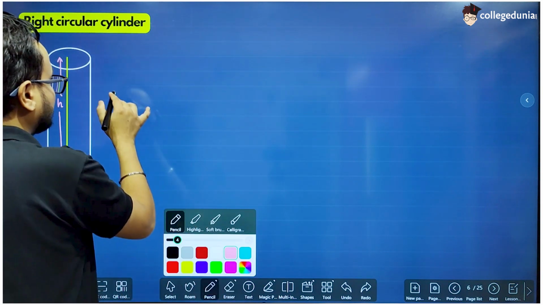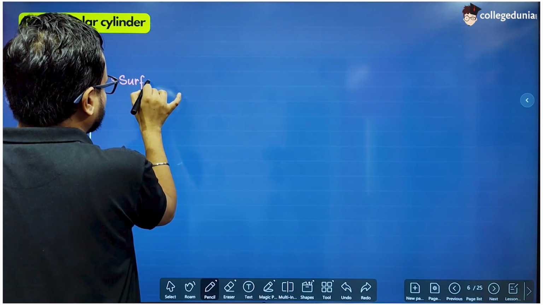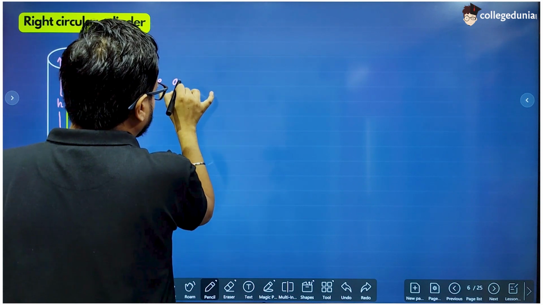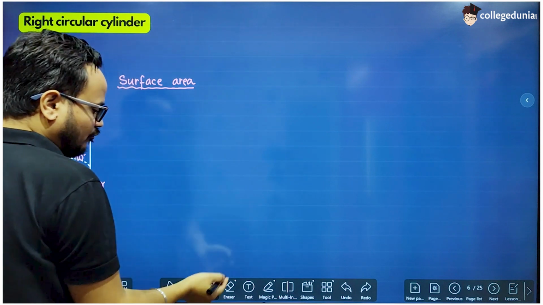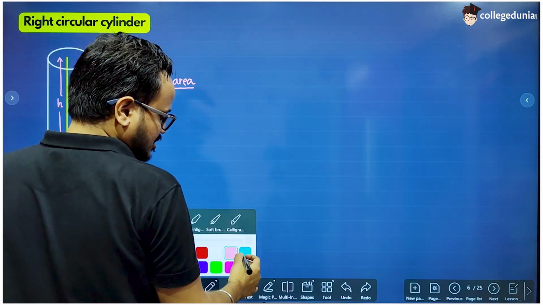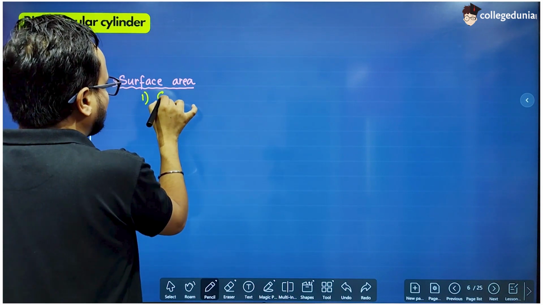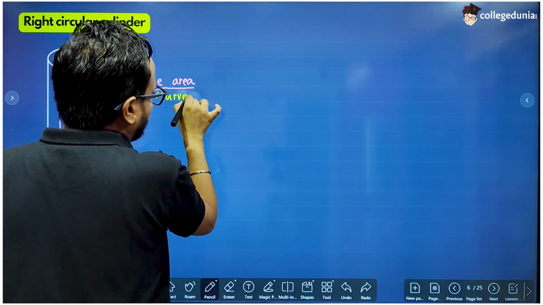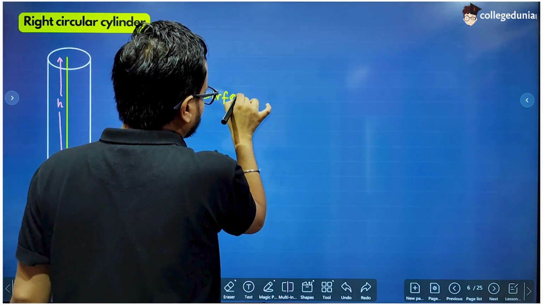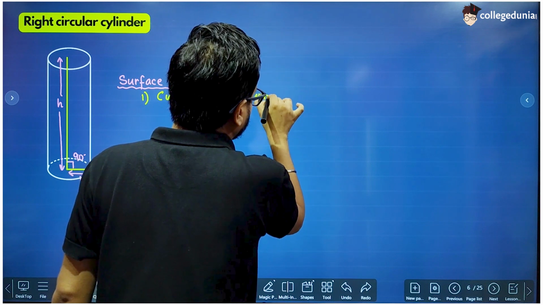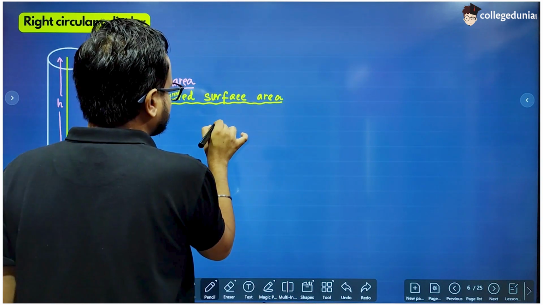So what is the surface area? Now the surface area will be of two types. Generally it is asked in questions. First one is the curved surface area, the area of the curved part of the body. Curved surface area, which in short is called CSA.